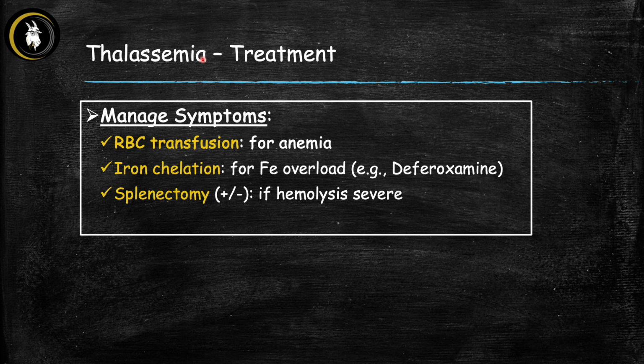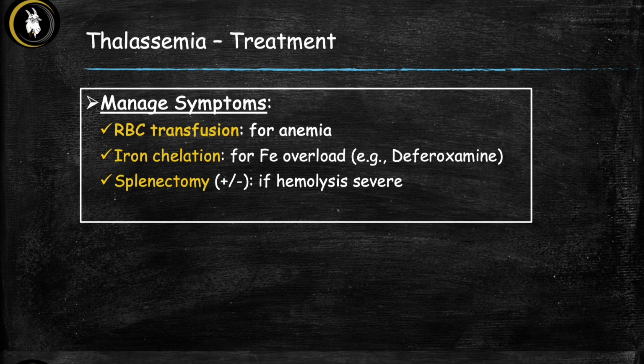So let's wrap up by learning about the treatment of thalassemia. There's no cure for thalassemia yet, so treatment is focused on managing the symptoms. The main treatment for these patients is red blood cell transfusions to treat the anemia. And of course, the more severe the disease, the more frequent these transfusions are going to be needed. Now, as we talked about a few minutes ago, a consequence of these frequent red blood cell transfusions is iron overload and secondary hemochromatosis. So some patients may need therapy with iron chelators to remove the excess iron. And then finally, in some cases where hemolysis is really severe, a splenectomy is done to surgically remove the patient's spleen to prevent it from causing any further hemolysis.